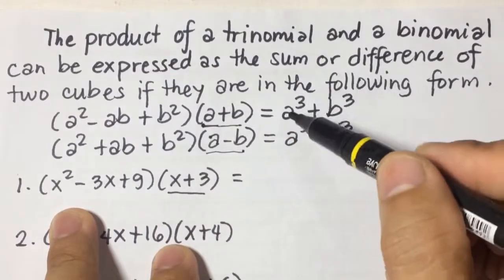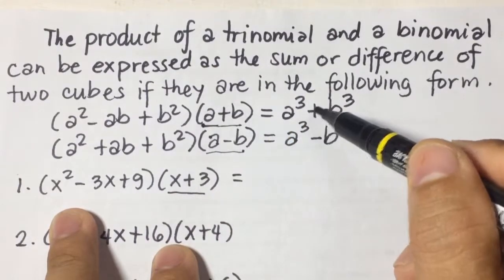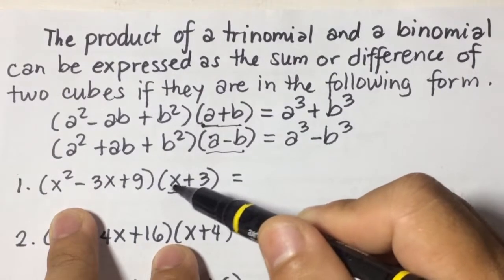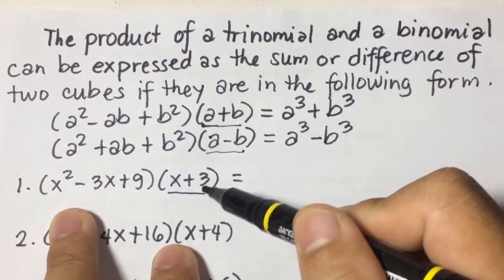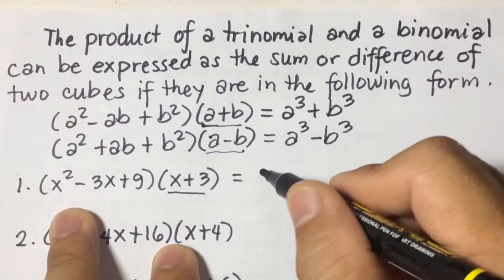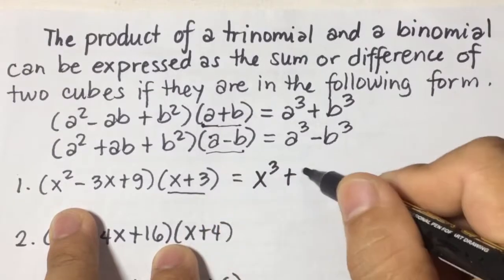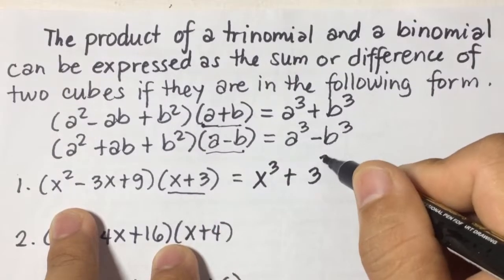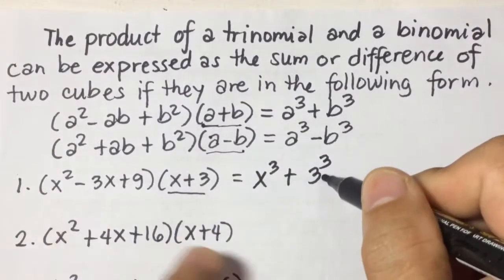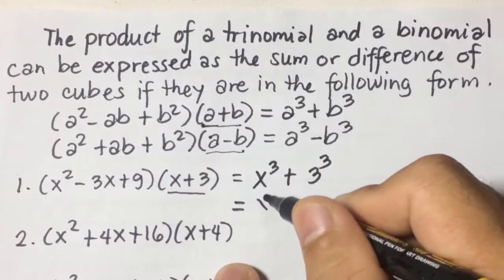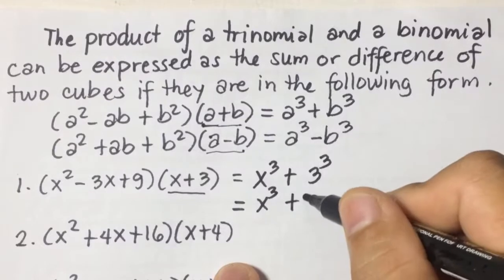So in here, we're going to have the result as the cube of the first term plus the cube of the second term. So our first term here is x, and our second term here in the binomial is 3. So for our answer, we're going to have the cube of the first term plus the cube of the second term. So x cubed plus 3 cubed, and 3 cubed is equal to 27. So we're going to have our answer as x cubed plus 27.